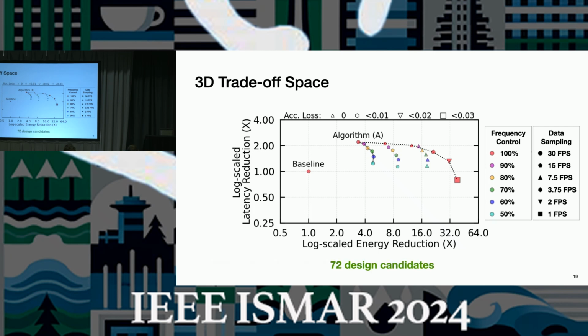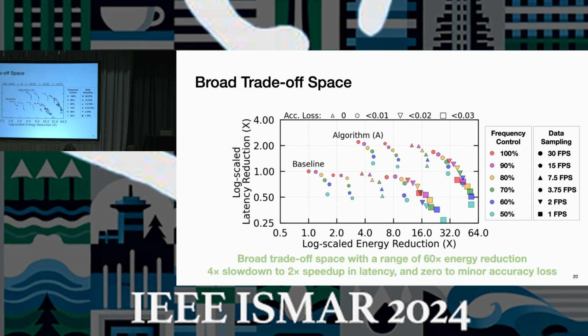Now, if we run a permutation, we can incrementally plot the designs for all the combinations, which are 72 in total. We make the first observation that the designs span a wide range in the trade-off space, exposing rich options for prioritizing one metric over the other. Designs can reduce energy up to 60x with latency impacts ranging from a 2x speedup to a 4x slowdown, while compromising accuracy by as much as 0.03.